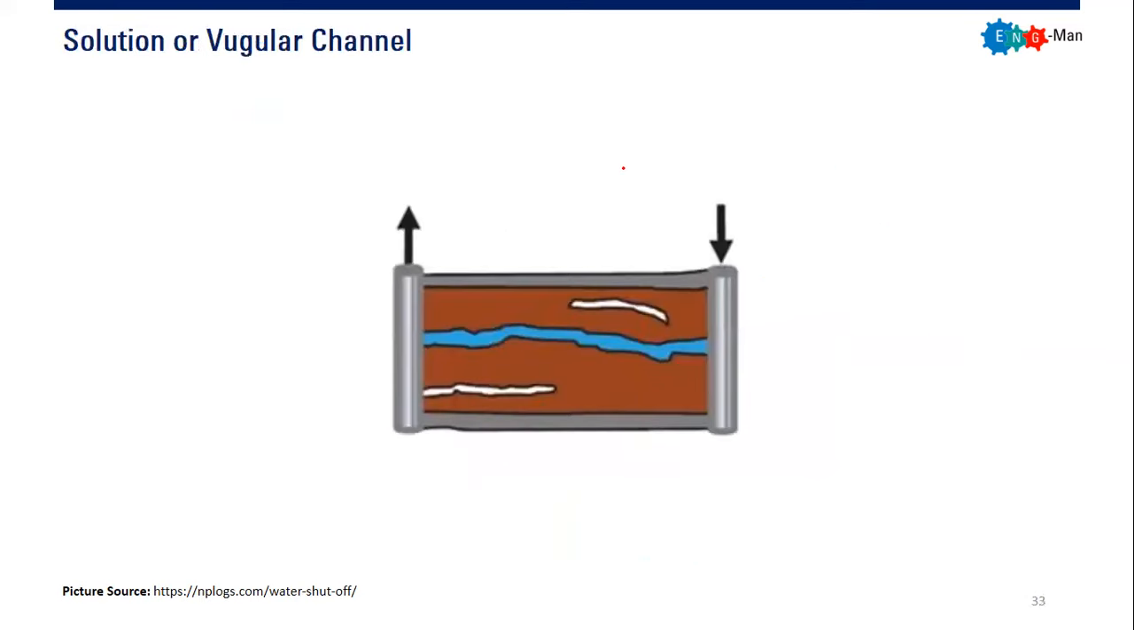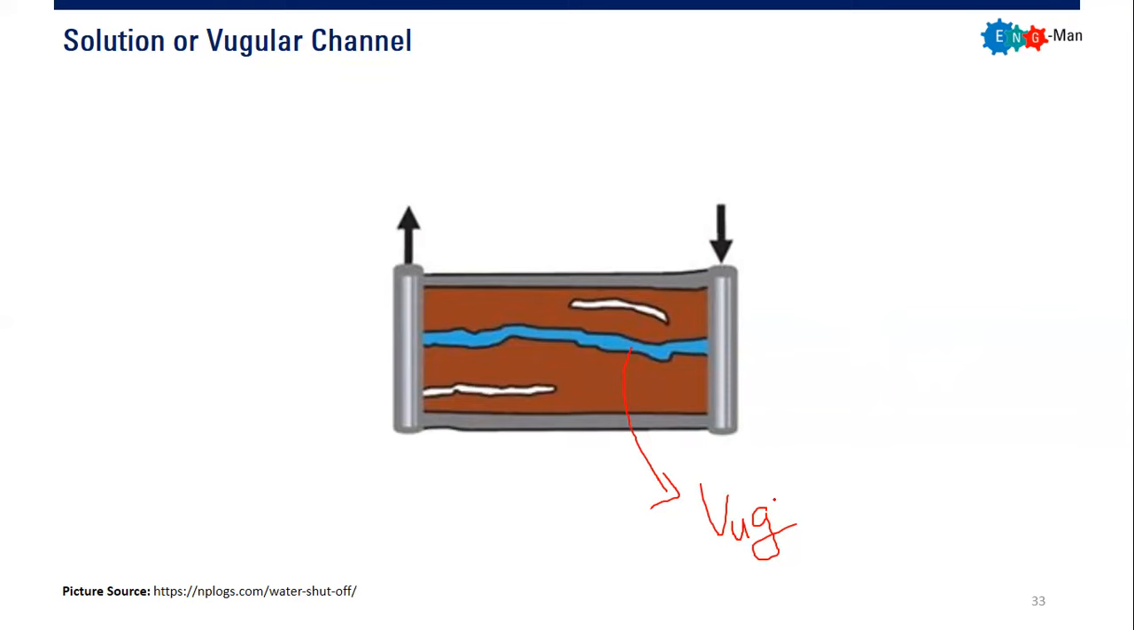And the next one is solution or vugular channels. So it's a bad thing. Somehow you will have vugs, okay, or it's like a cave. It's a very, very, very high permeability zone, a very, very high permeability layer. It can be thick, but it can also be thin. But the main thing is actually the very high permeability.